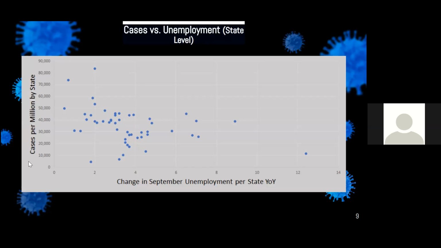In this one, I plotted state data for cases per million by state on the y-axis and change in year-over-year unemployment by state as of September on the x-axis. So for example, we took Wisconsin's change in employment from last year to this year versus their cases per million at that time in September. What you see in this is there's some sort of negative relationship between the two. This implies that states that have more cases are those that have less unemployment.